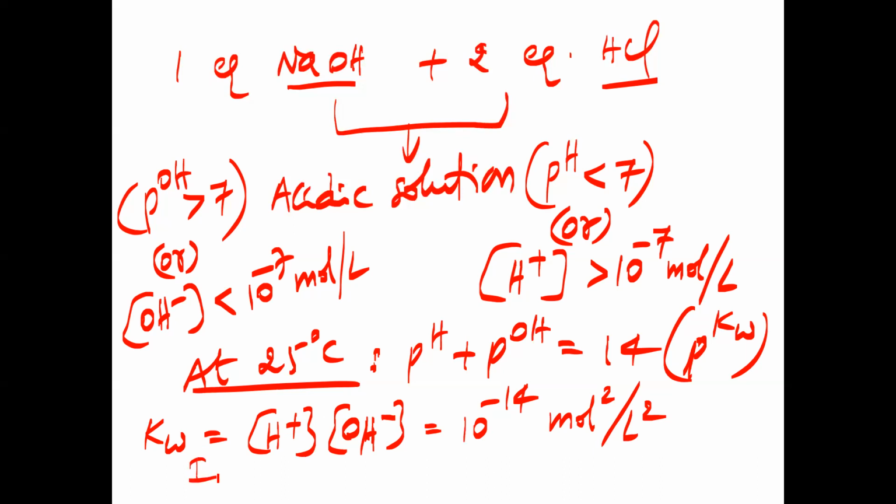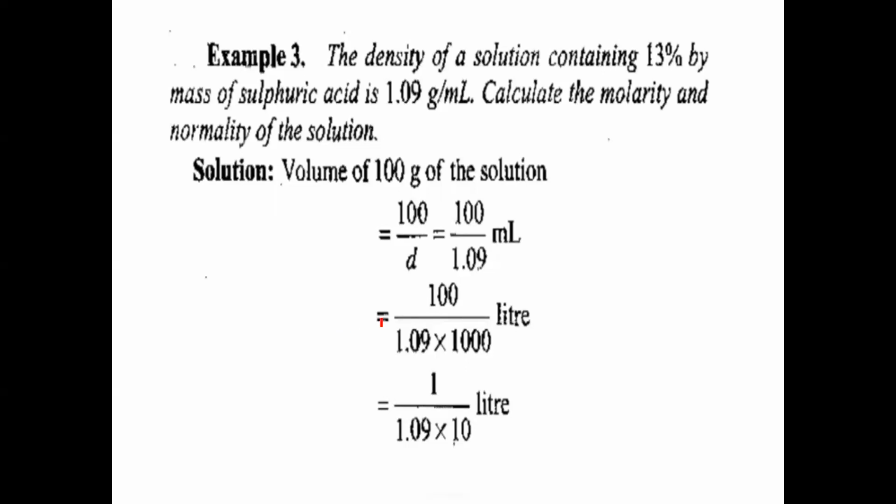What is Kw called? Ionic product of water. That point keep in mind. So now what we are going to discuss is which solution is formed here. Acidic solution is formed. So how this acidic solution will change, we have to understand here.